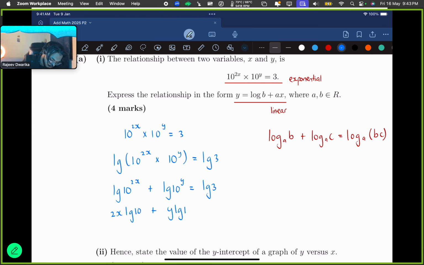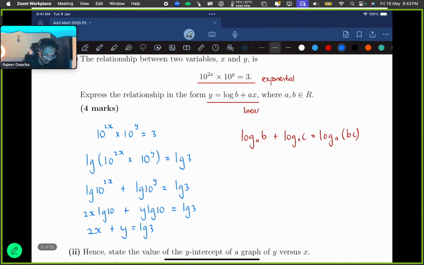Could be just 1. Yeah, watch. So this whole thing is going to turn to 1 because log base 10 is 1. This whole thing is going to turn to 1 because log base 10 is 1 as well. So we're going to end up with 2x plus y equals log 3. Right. And so we're going to make it in this exact form, right? So we have this, and we're going to move across that 2x to the other side. Yes or no?